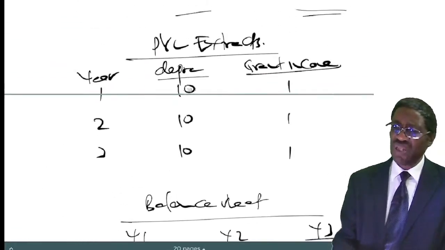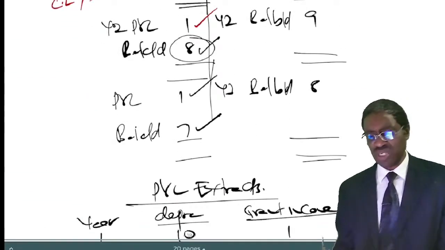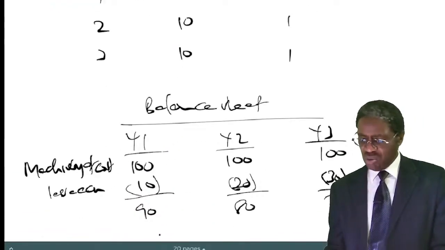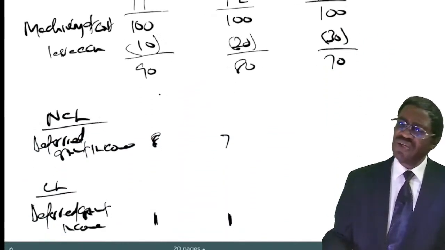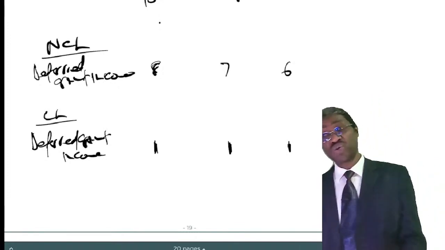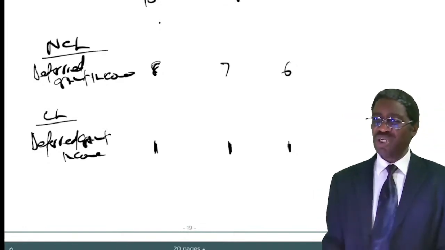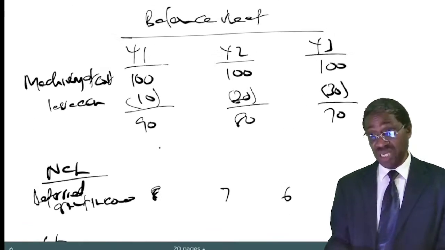Then when I come to year 3, I go back and check, what am I carrying down? I'm carrying down 7 million. Obviously, out of that 7 million, 1 million will take me less than a year to recognize, and the balance of 6 million will take me more than a year to recognize. I hope you have understood this method we are calling deferred grant income.